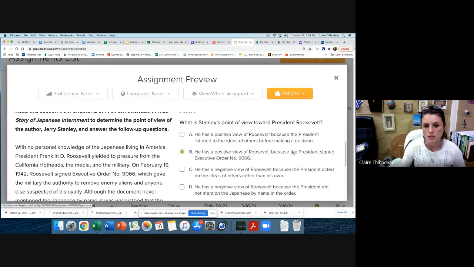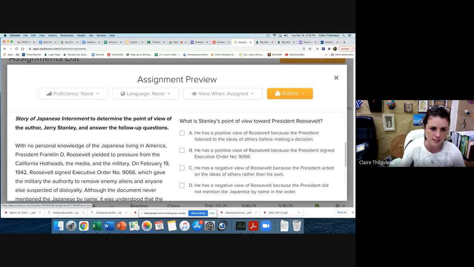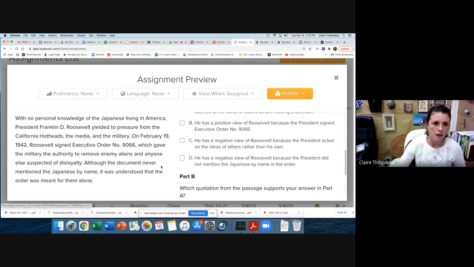So let's read that last section again. It says, with no personal knowledge of the Japanese living in America, President Franklin D. Roosevelt yielded to pressure from the California hotheads, the media, and the military.